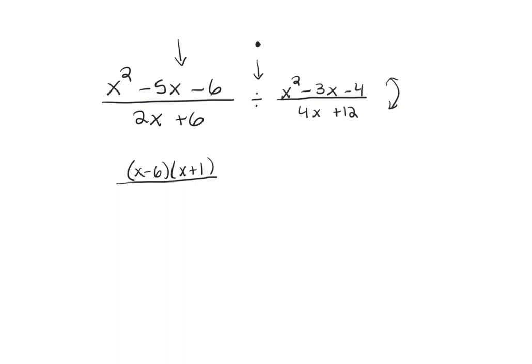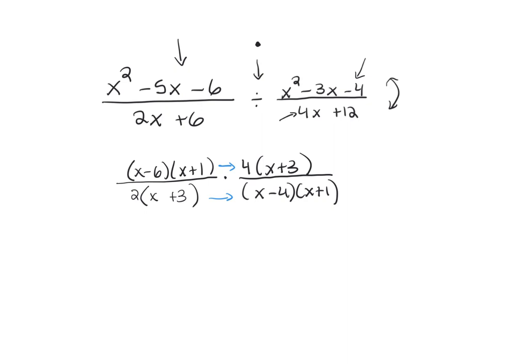The denominator, I'm going to factor GCF out. So 2 times x plus 3. And then times, okay, I've got the flip. So this denominator is going to be in my numerator, and I'm going to factor a 4 out, so I'll have x plus 3. And now factoring the numerator to put in the denominator, that will be x minus 4 times x plus 1.